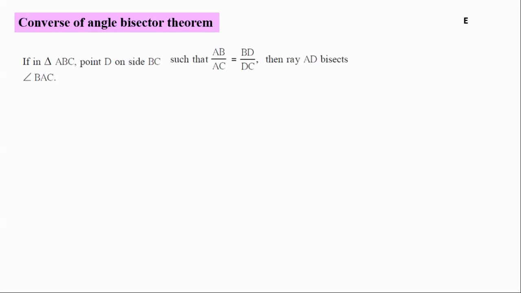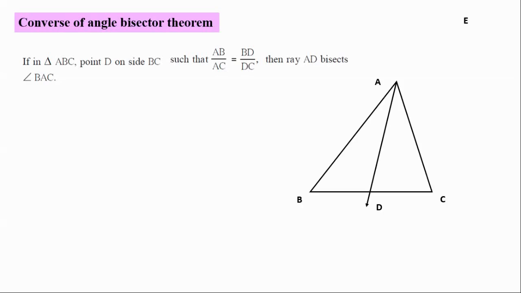Friends, in this triangle ABC, a point D is on the side BC such that AB upon AC is equal to BD upon DC, that is given. Then we have to prove that AD bisects the angle BAC. So in this diagram, triangle ABC is given and D is a point on BC, and we have to prove that angle BAD is equal to angle CAD.